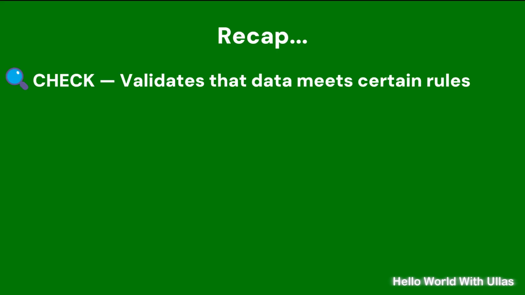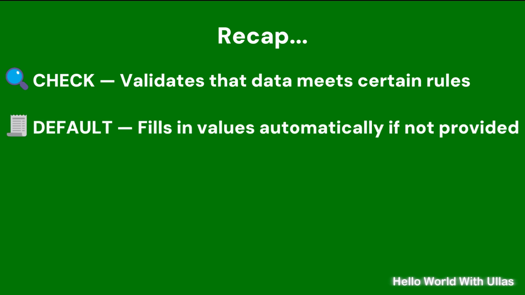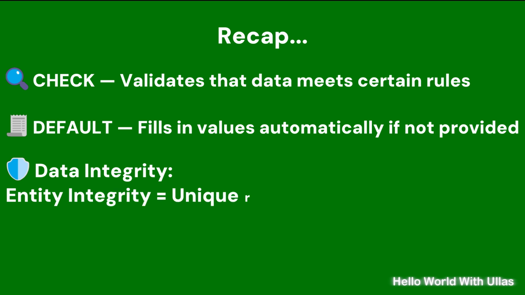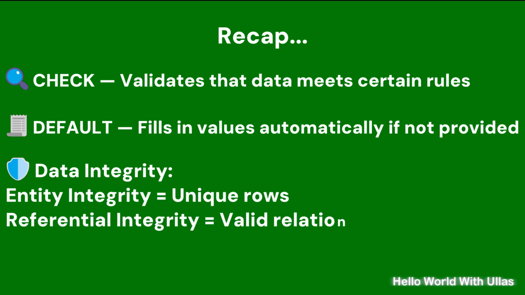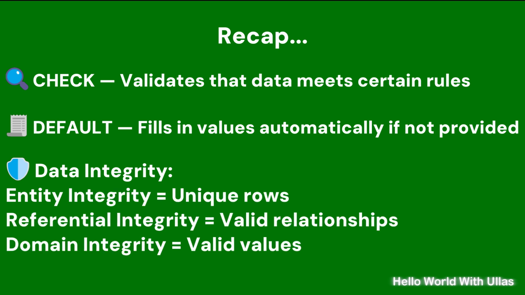Let's quickly recap everything you learned today. Check validates that data meets certain rules. Default fills in values automatically if not provided. Data integrity: we have entity integrity for unique rows, referential integrity for valid relationships, domain integrity for valid values.